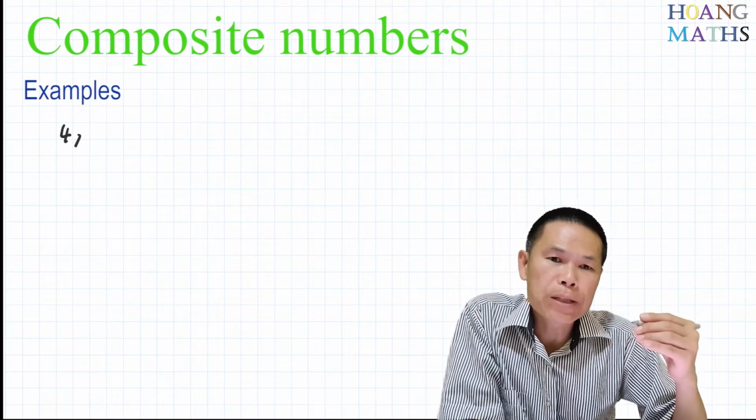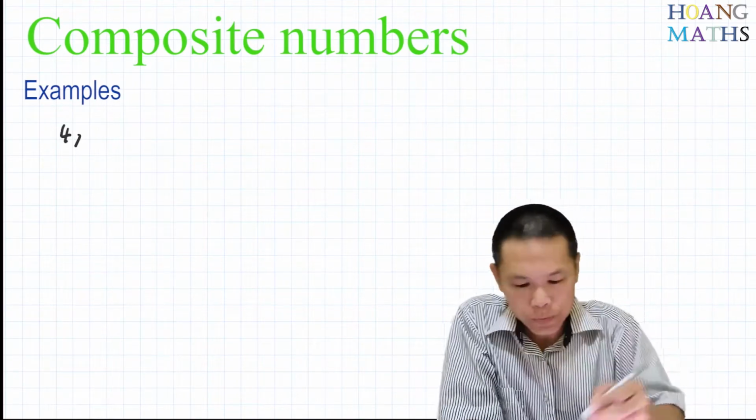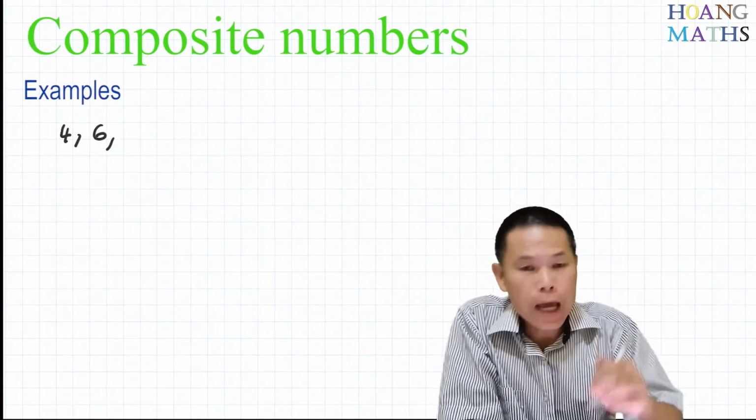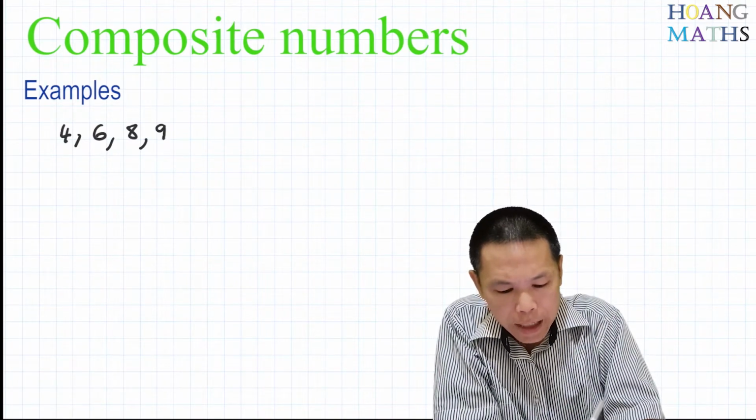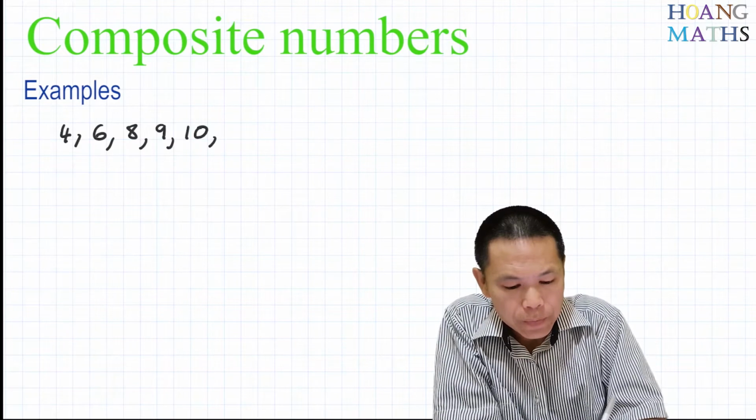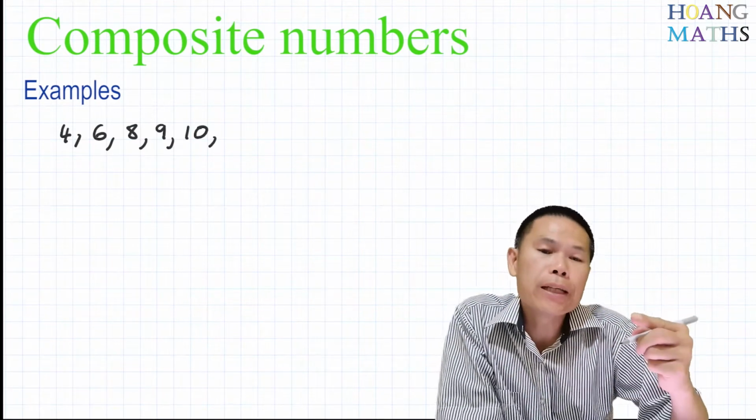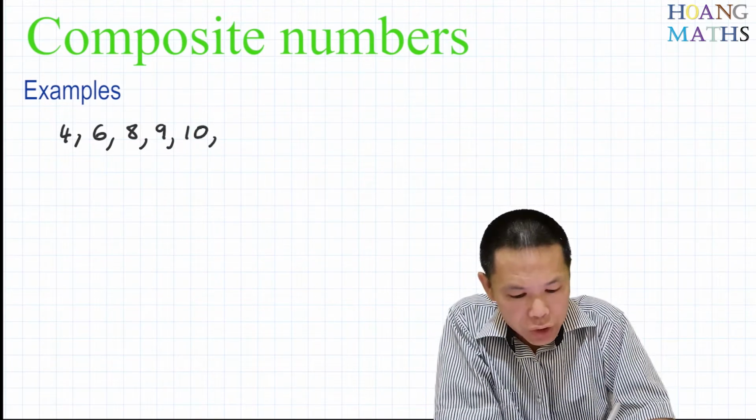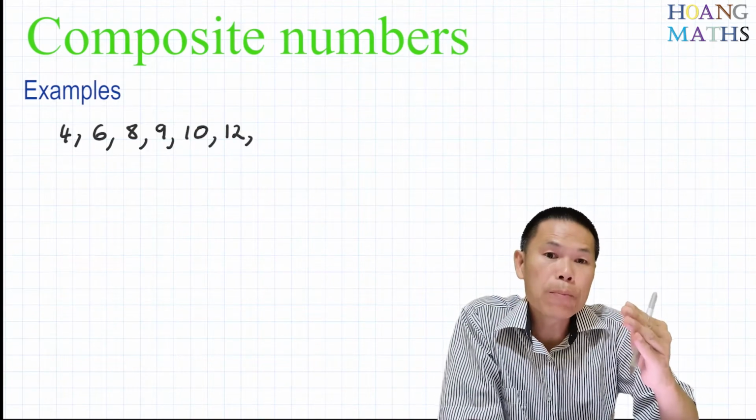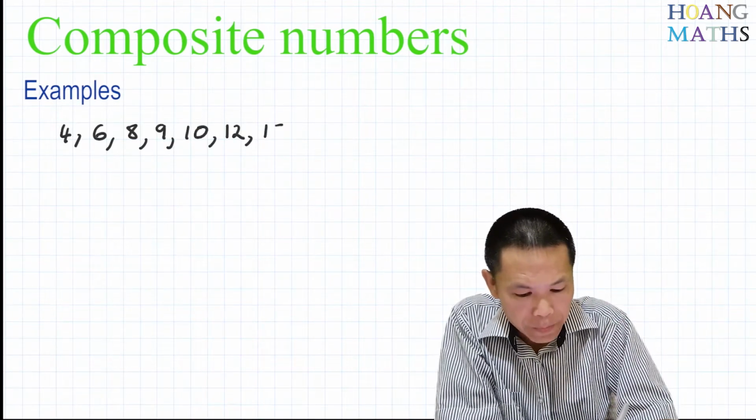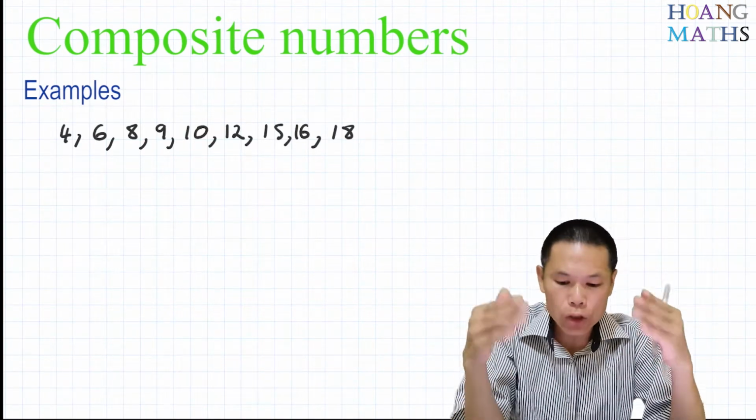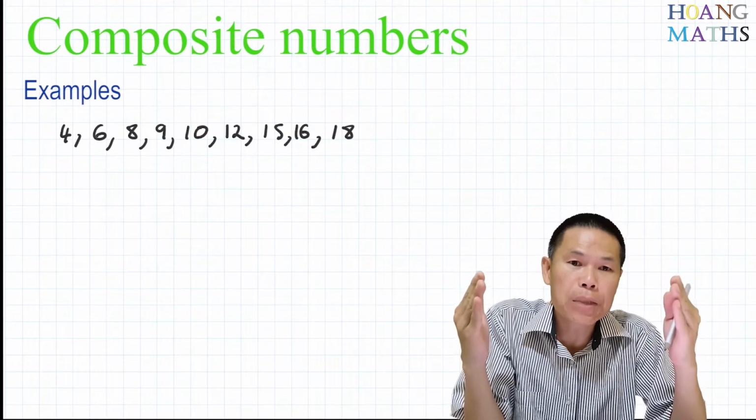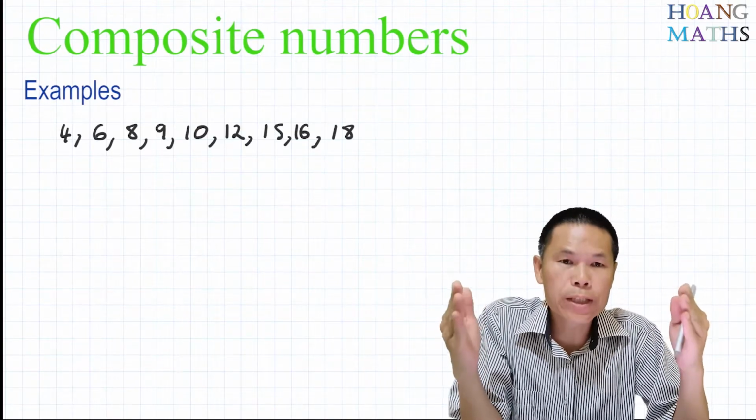The next composite number after 4 is 6. And after 6 will be 8. And 9. 10. Not 11, because 11 is a prime number. So 12. After 12 will be 15. And 16. And 18, not 19, okay? So these are the composite numbers that are less than 20.